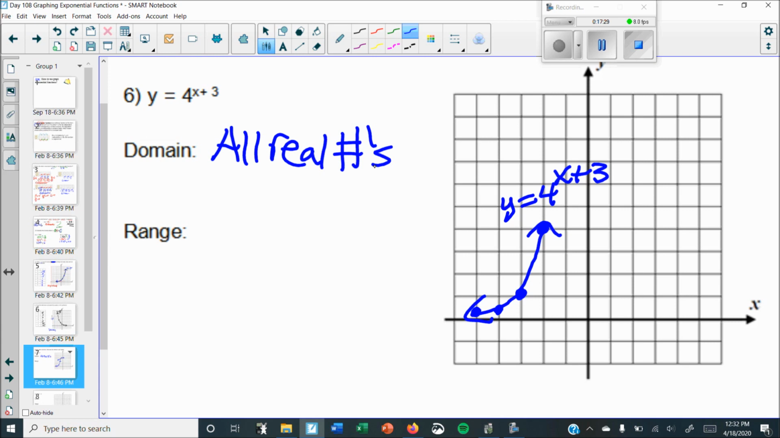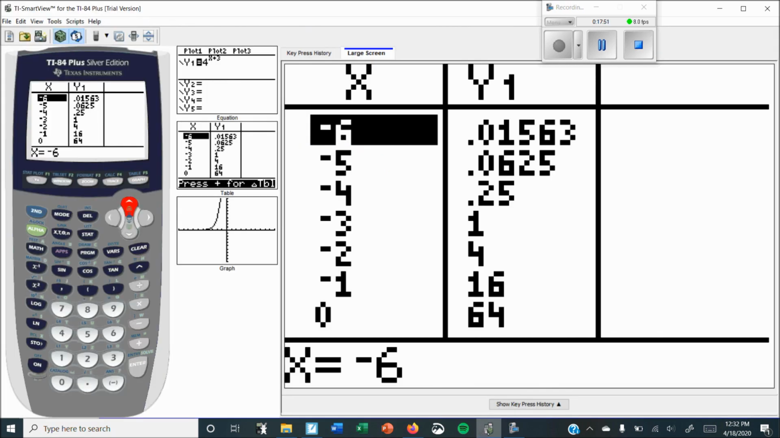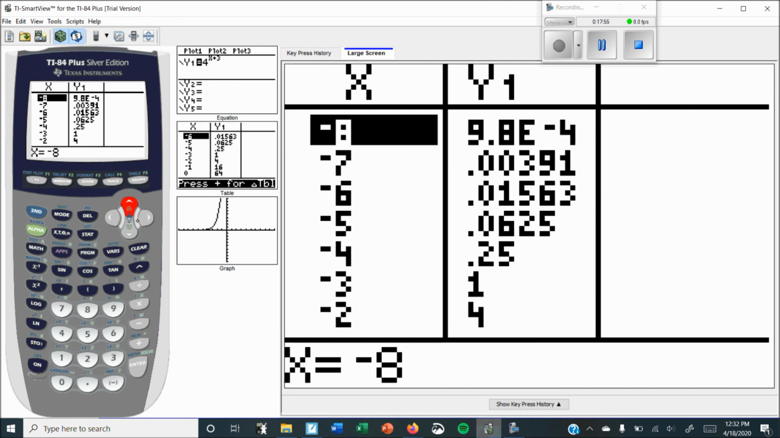Now the range is a little tricky. So what letter have we always used for range? Yes, we always use the letter Y. Now, look at your graph. You wouldn't actually draw this, but look at your graph. What's it curving over? What line? Do you guys see how it's curving over 0? So then that tells you what to do. And if you don't know that, just look at the table. You could just ask yourself, what numbers is it getting really, really close to?